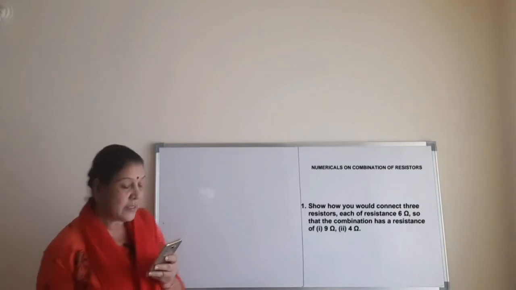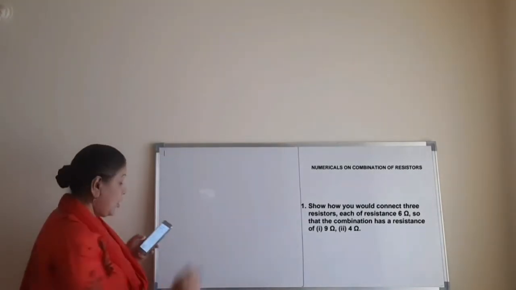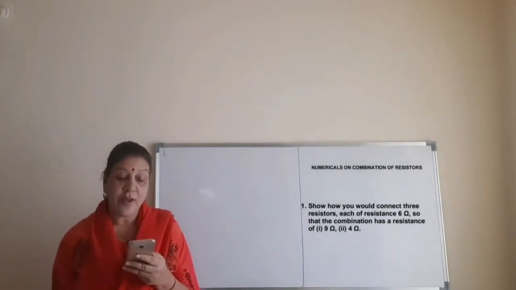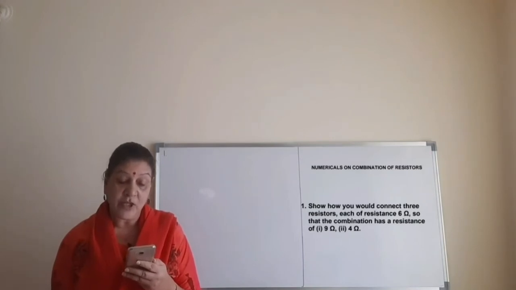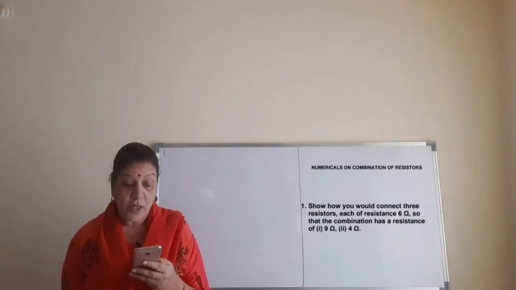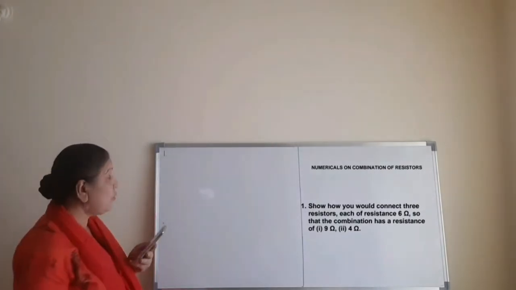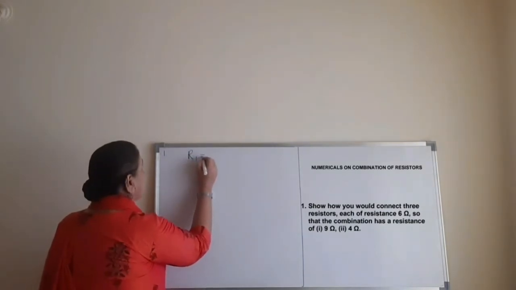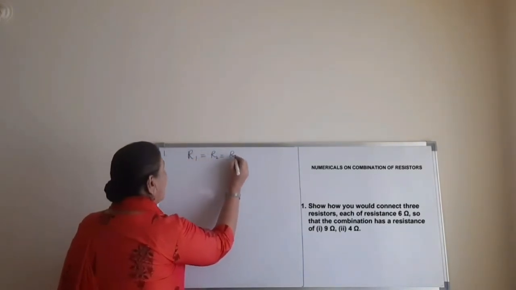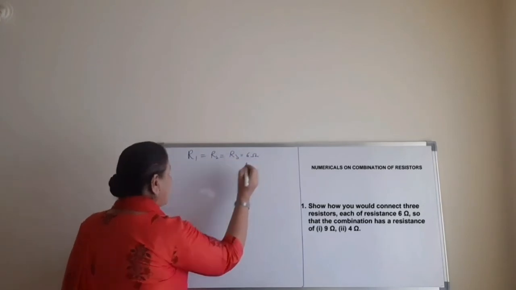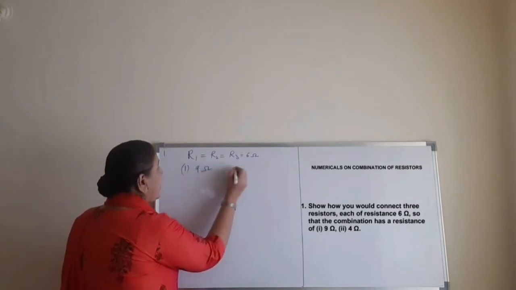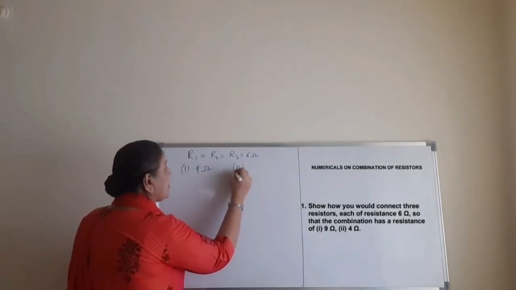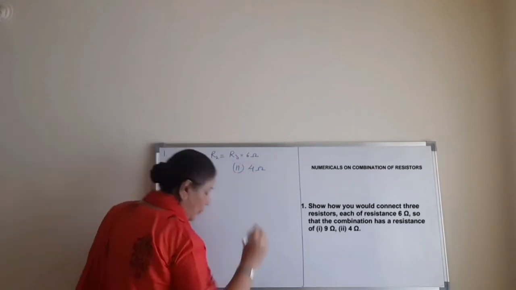The first one is: show how you would connect three resistors, each of resistance 6 ohms, so that the combination has a resistance of 9 ohm and 4 ohm. So three resistors are given to you. Say R1 is equal to R2 is equal to R3, and all are of 6 ohms. In the first case it should be 9 ohm, and in the second case it should be 4 ohm, right?